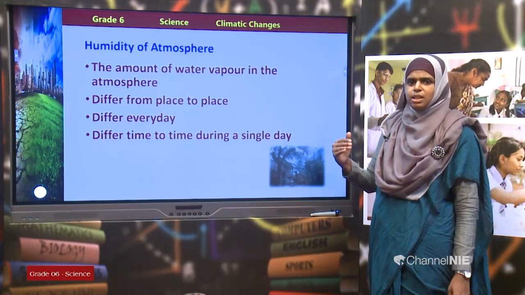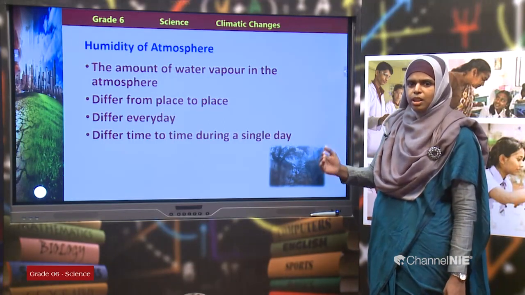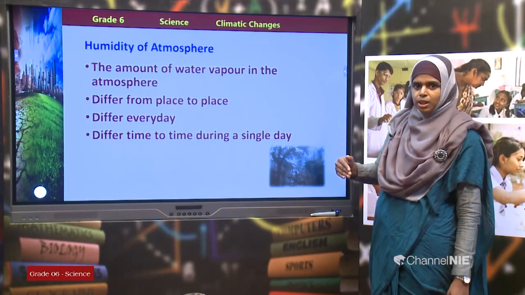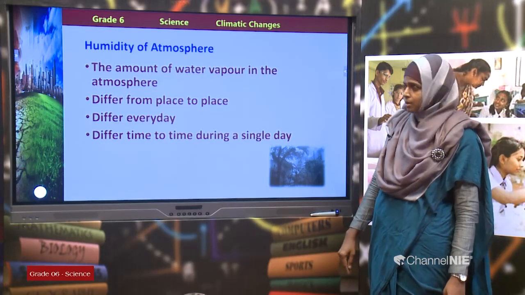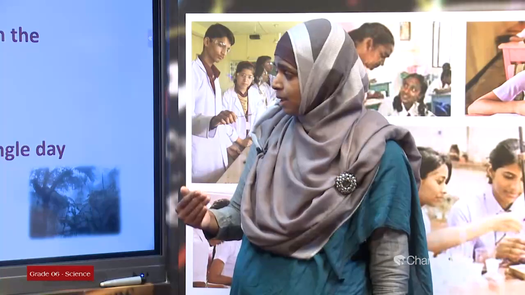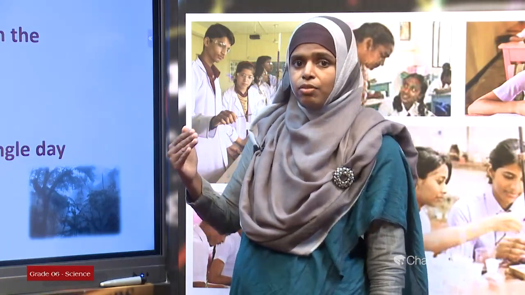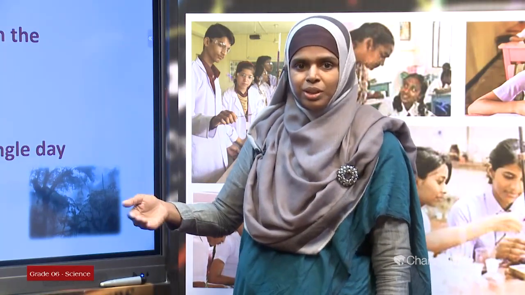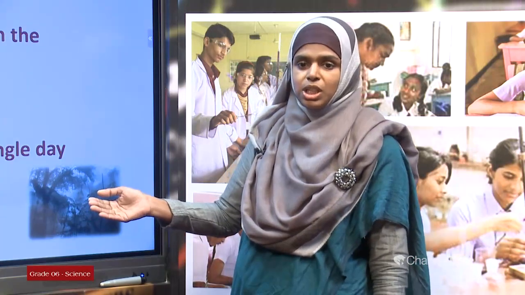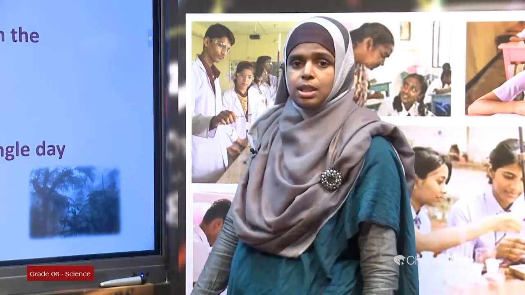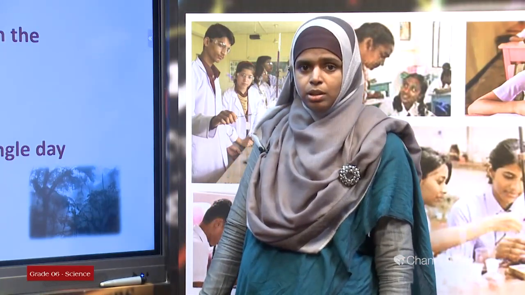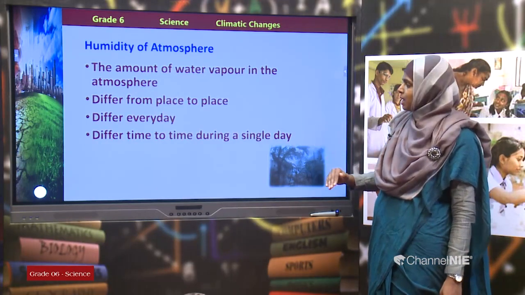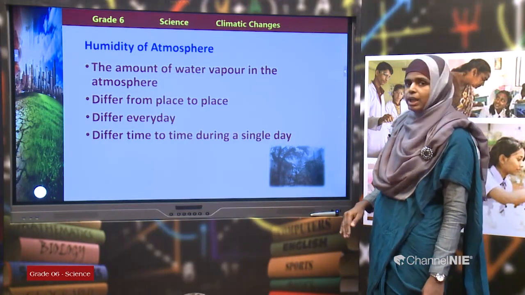As well as if you consider a single place, it differs every day. Each day the humidity would differ. Today's humidity would be different from yesterday's. As well as during a single day, from time to time the humidity would differ. In the morning, afternoon as well as evening, children, the humidity would change. So now we learned humidity is the amount of water vapor in the atmosphere, right? It changes from day to day, from place to place, as well as at different times of the day.